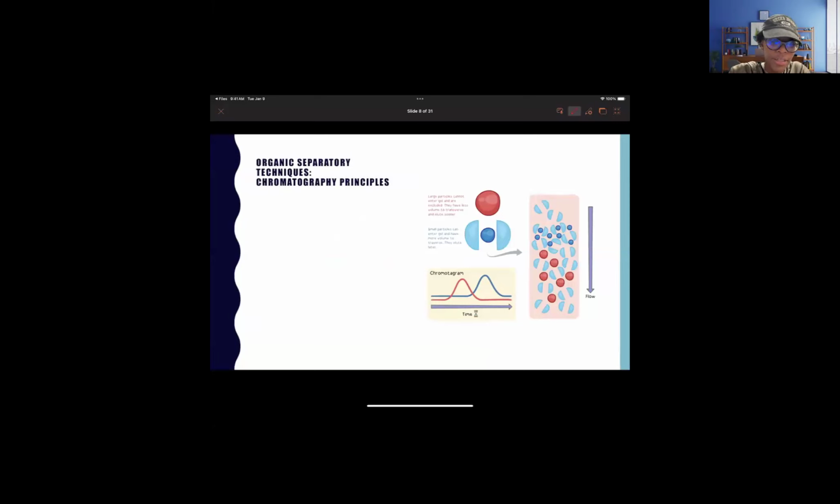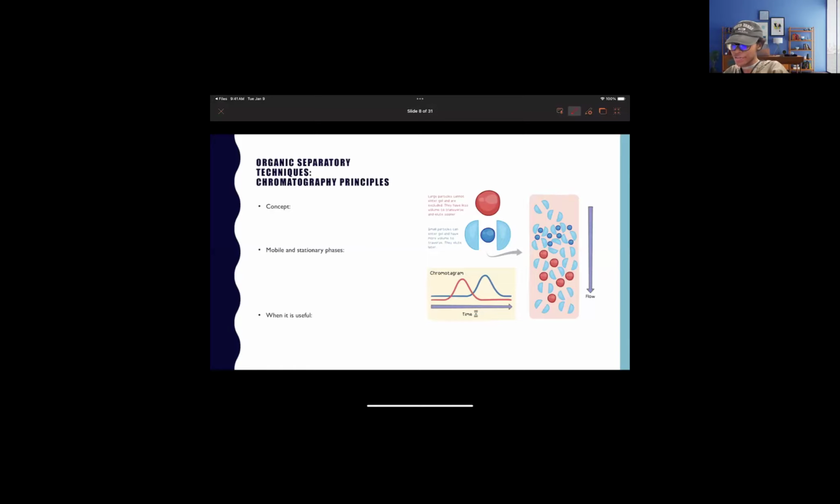Chromatography. Okay, so there's several different types of chromatography. The main takeaway is that your solutes are going to be separated based off of polarity. So in terms of the types of separations, we've seen boiling points, we've seen solubility, and now with chromatography principles, we're going to see polarity.